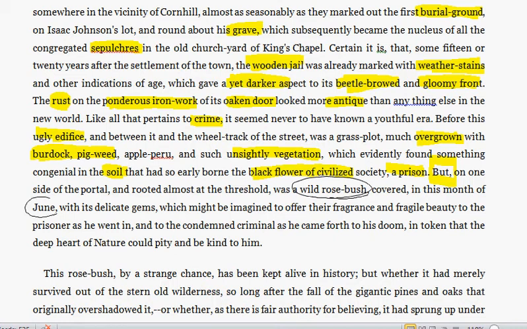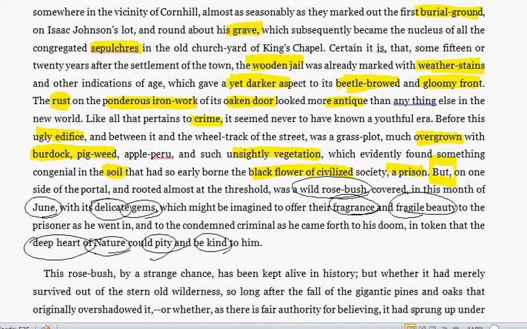And we have June, which is a month associated with sun, and we have delicate gems. That's the opposite of what we've been seeing here. Gems connote sparkle. Delicate is the opposite of this ponderous door. We've got fragrance and fragile beauty. You've got a token of the deep heart of nature and pity and kindness. Those words just stand out.